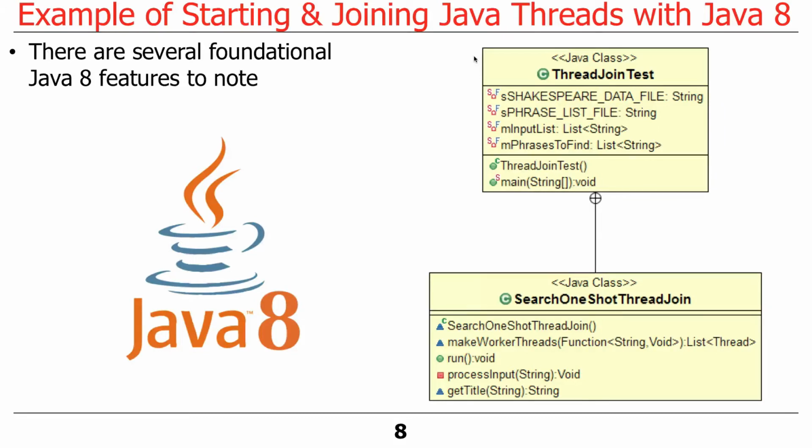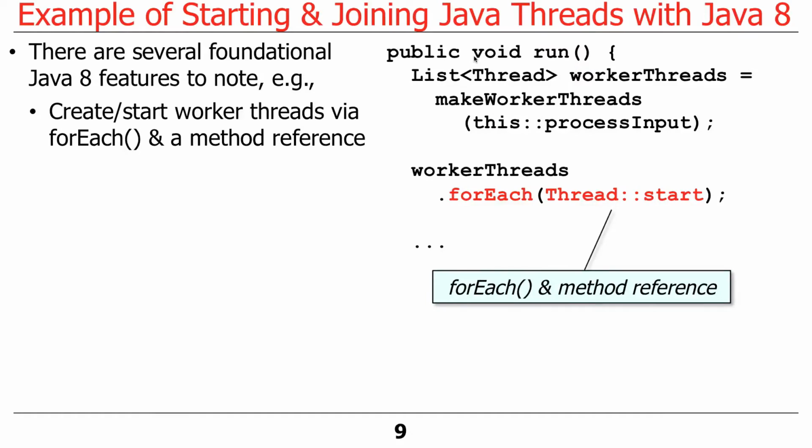So there are a couple of features we're going to look at here. This is the overall design of the program. We have a thread join test with a main program and our main method. And it creates an instance of something called search one-shot thread join that does a bunch of things, and we'll take a look at those. One of the things we can do here is make ourselves a list of worker threads, because remember, we're going to have them all running in parallel, searching for phrases in the complete works of William Shakespeare, or whatever.